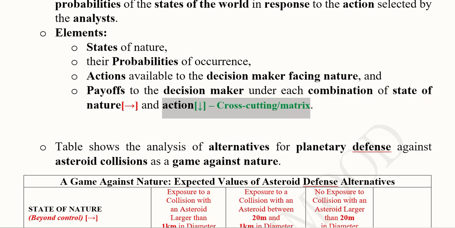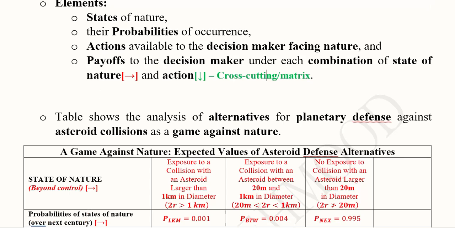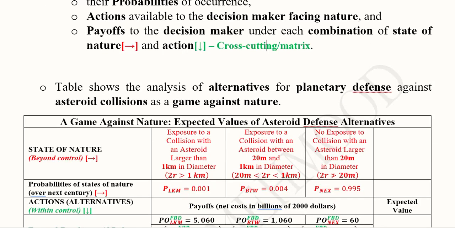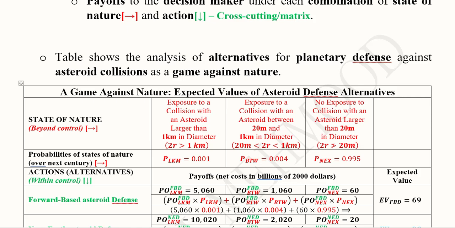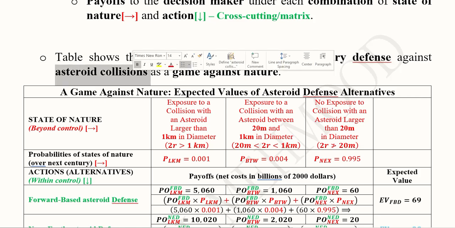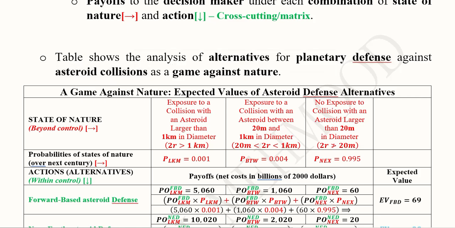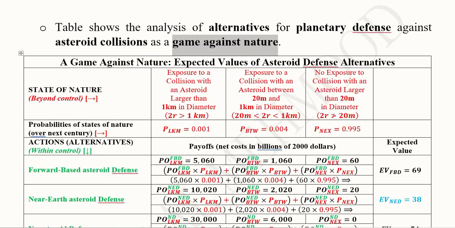From one side, nature is giving us various states of nature, and we in response are taking various actions. So it becomes a cross-cutting matrix. As we know, a matrix gives us a table with a cross-cutting phenomenon, and the states of nature will be listed in the matrix, and the actions will also be there. The consideration is of a planetary defense system, because there are concerns that an asteroid might collide with the globe, and we have to take various actions depending upon the probabilities and other variables.